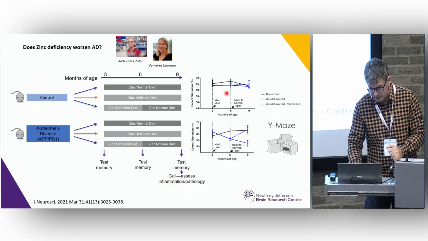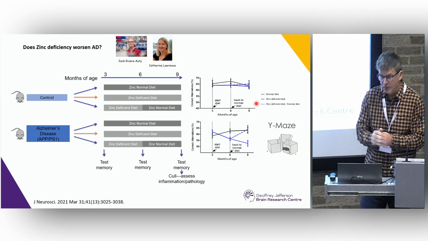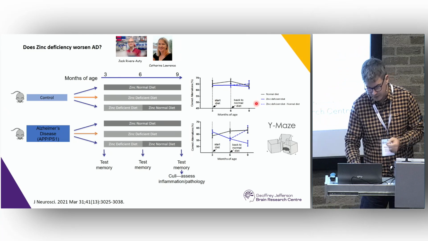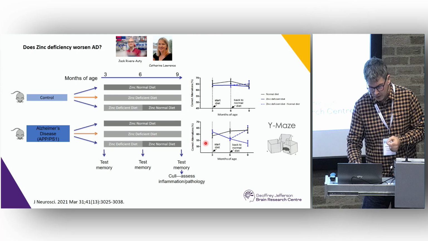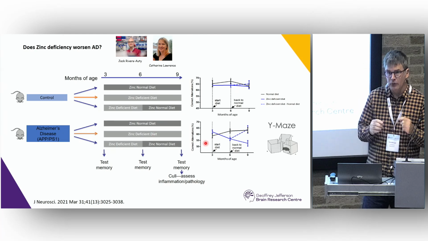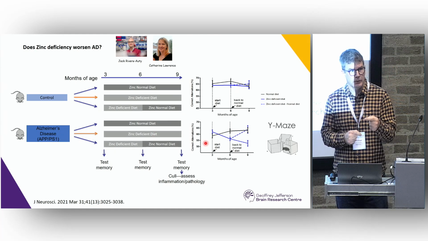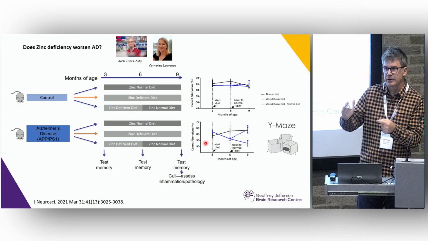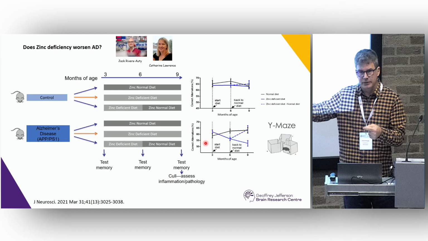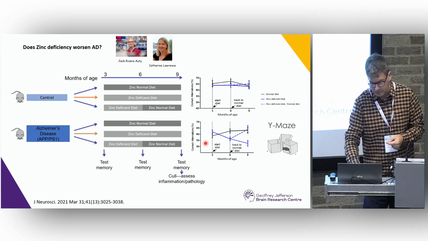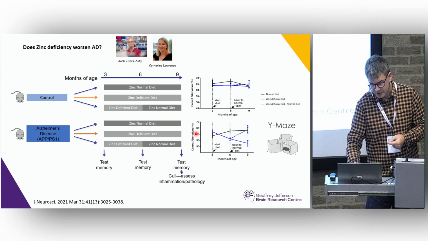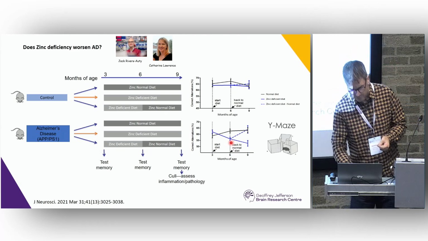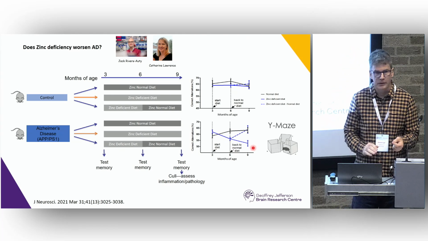This is the Y maze he's done here. In the control mice, there was no effect of diet on memory, whether it was the normal zinc diet or the zinc-deficient diet. In the APP-PS1 mice, on the control diet, there was no effect on memory. And we expected that because these mice don't really develop deficits until 12 months plus. So at 9 months of age, there's no deficit. However, on the zinc-deficient diet, after 3 months on the diet, they do have a deficit, and that's further pronounced at 6 months on the diet.